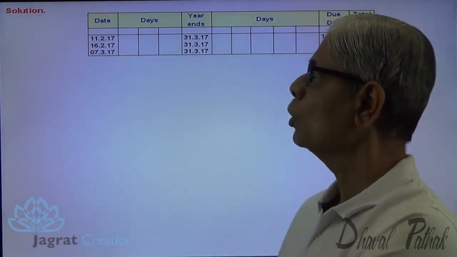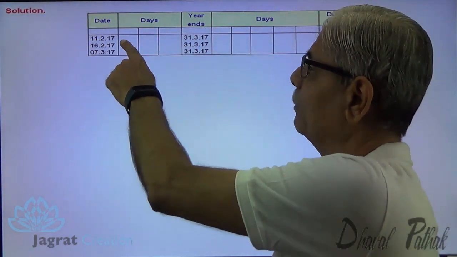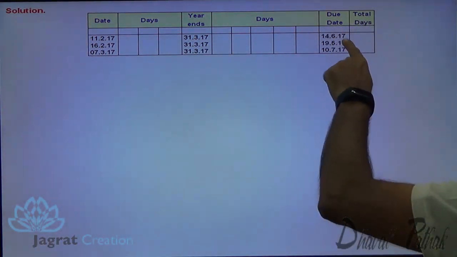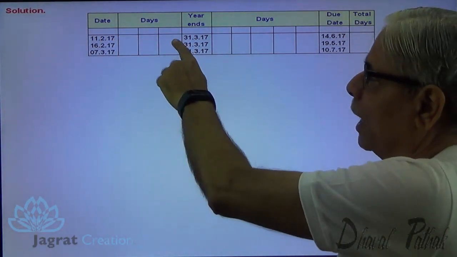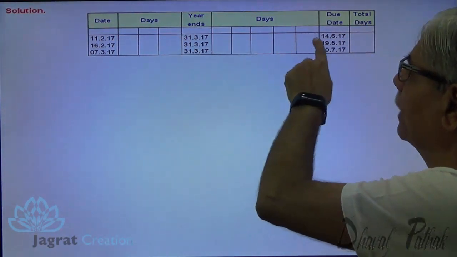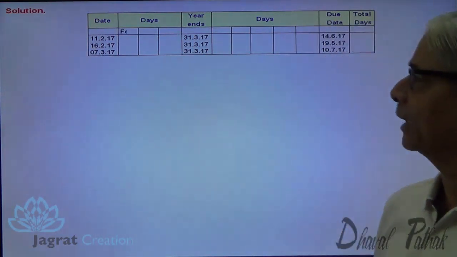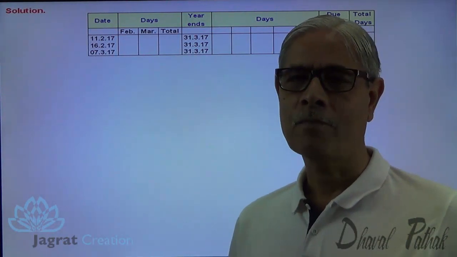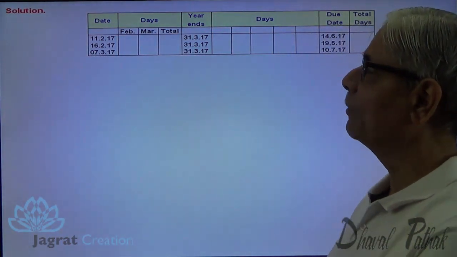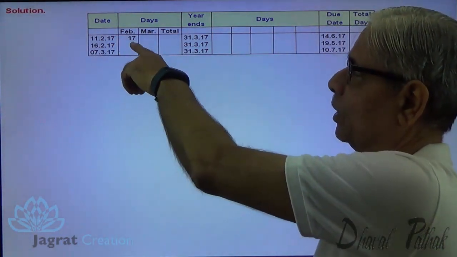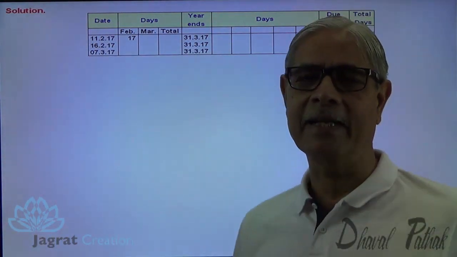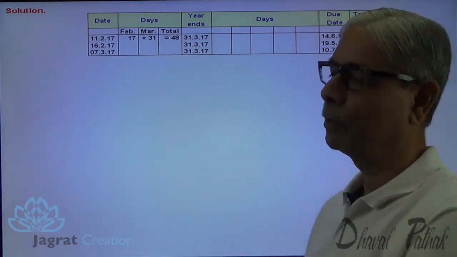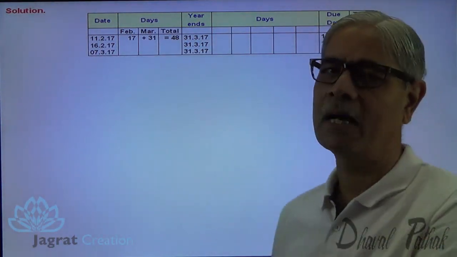That's an important point. So let me find out the days from 11th February to 31st of March and from 31st March to 14th of June. I want to find out the days for this period and for this period. Look at it. So 11th February: how many days of February? 28 minus 11, 17 days of February. March 31 days. So the total number of days before 31st of March is 48 days.